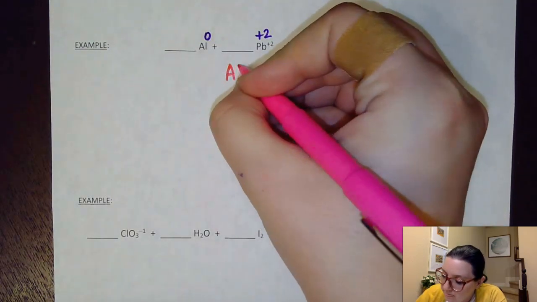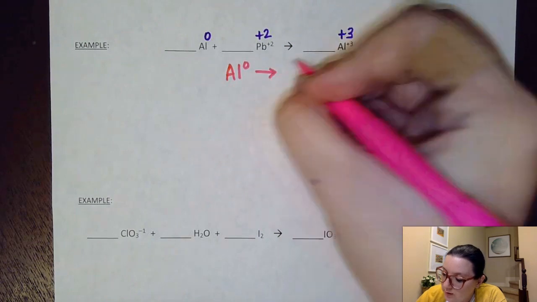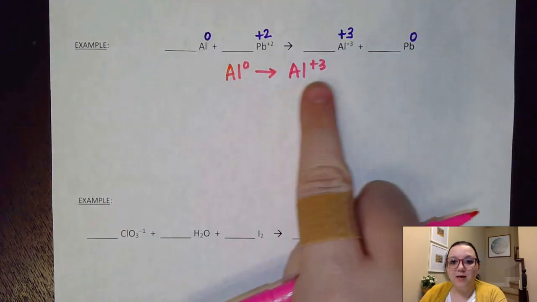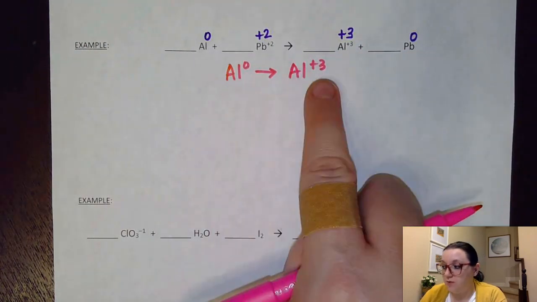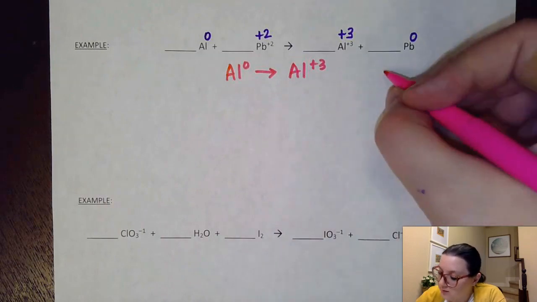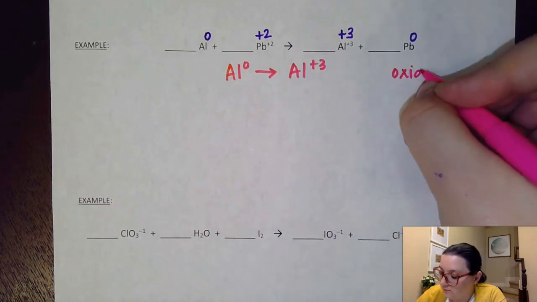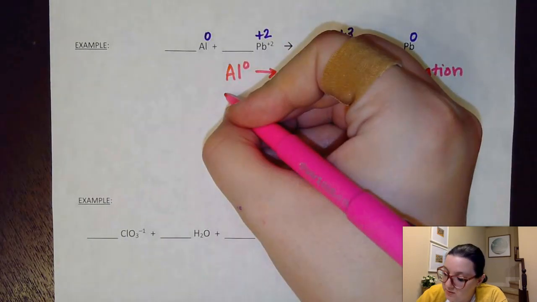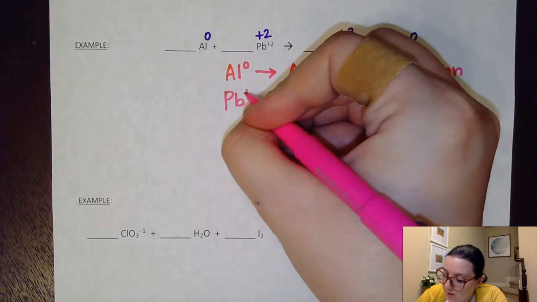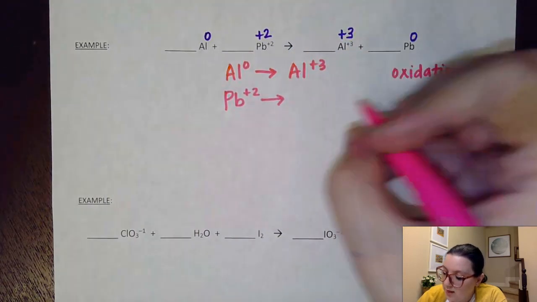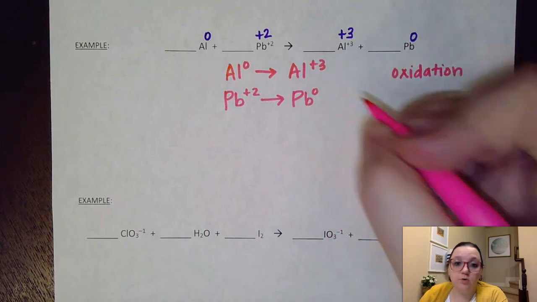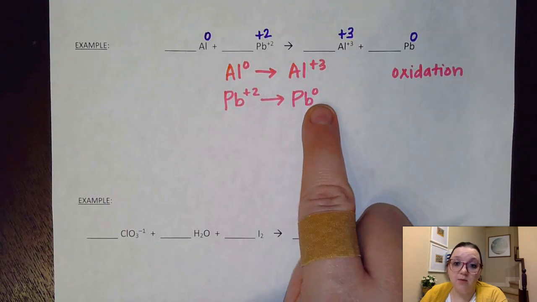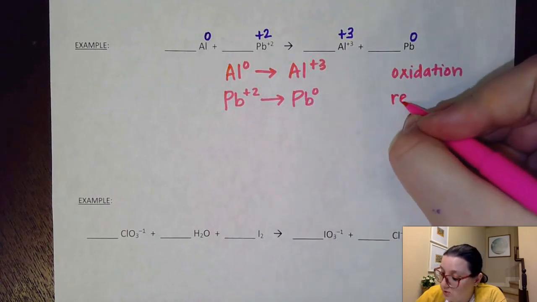And so the next thing I would do is identify what changed from side to side. I see the aluminum went from being 0 to aluminum +3. Well, that became more positive. That oxidation number increased, and so therefore this must be my oxidation. The other thing that changed, of course, was the Pb. Pb went from being a +2 down to neutral Pb. So that oxidation number decreased or went down on a number line. It became more negative. And so this was my reduction.